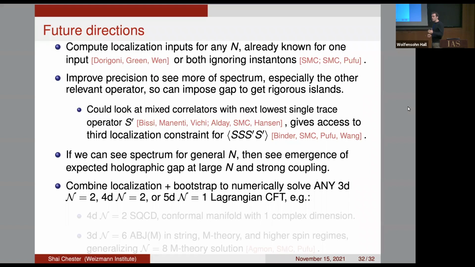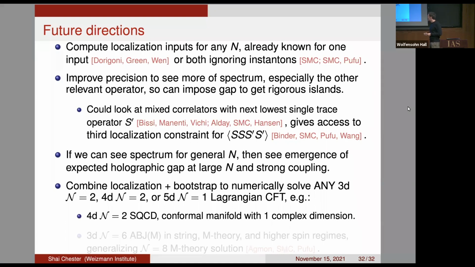In particular, for any 3D N=2 theory, for any 4D N=2 theory, and for any 5D N=1 theory, as long as it has a Lagrangian, as long as it's a CFT, we can apply our method. And so we expect that the same way that we are very close to solving N=4 super Yang-Mills numerically, we expect the exact same methods will be able to be used to solve all these other families of theories. A couple of theories I'm particularly interested in exploring in the near future.